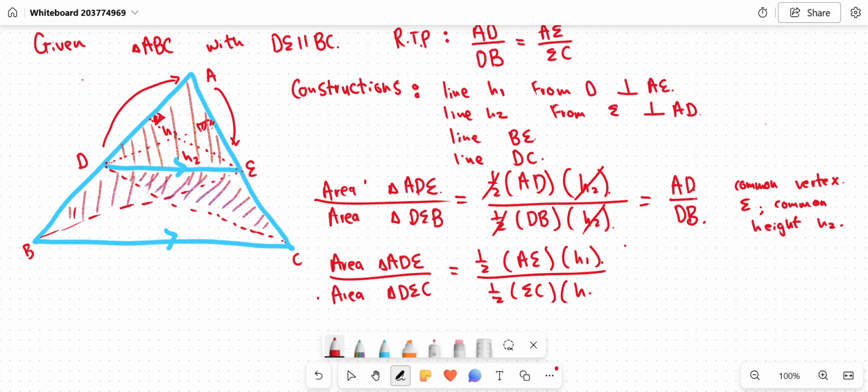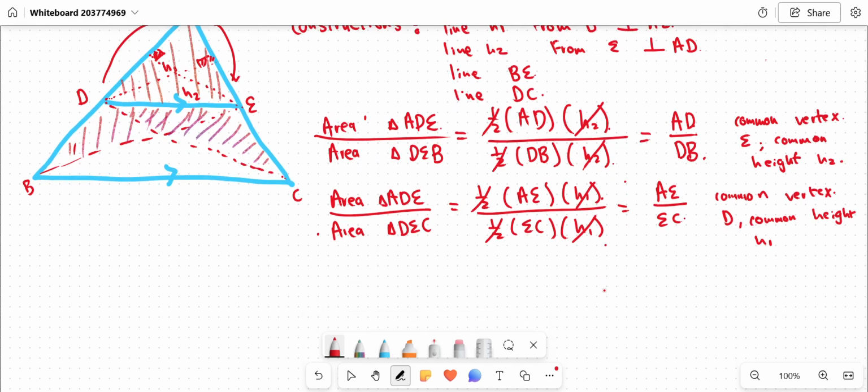And you're still dividing, or you're still multiplying with the height of H1. Then when you cancel these and you cancel the H1, you should see that AE divided by EC is what you get. Same reason. Common vertex. Our common vertex this time is the D. They all meet at the D, and they also have a common height of H1.